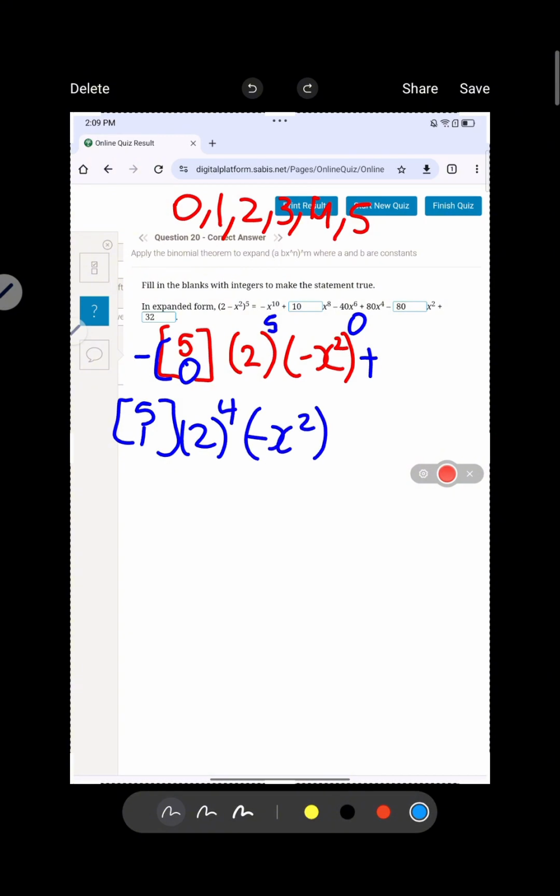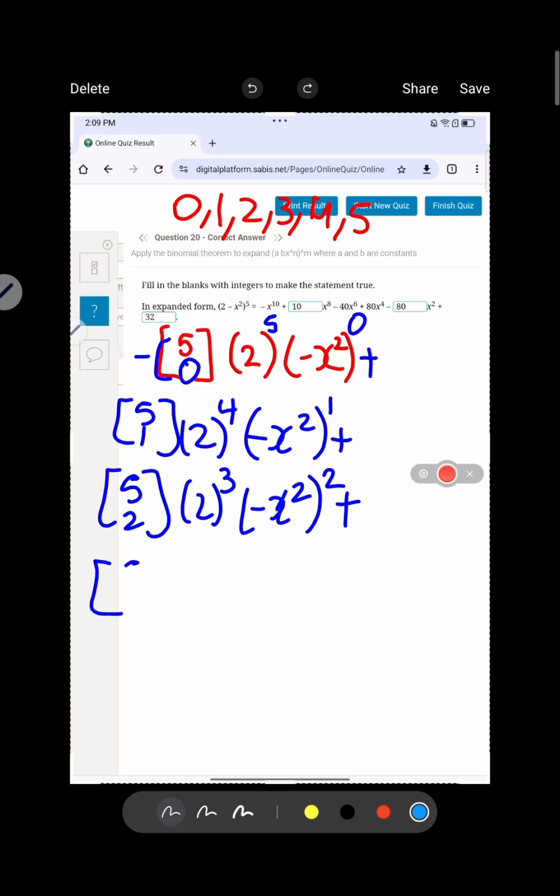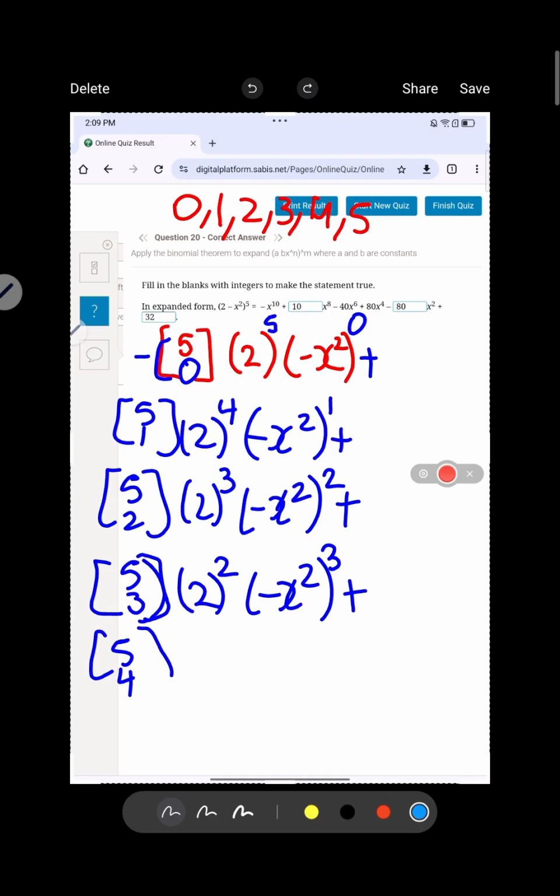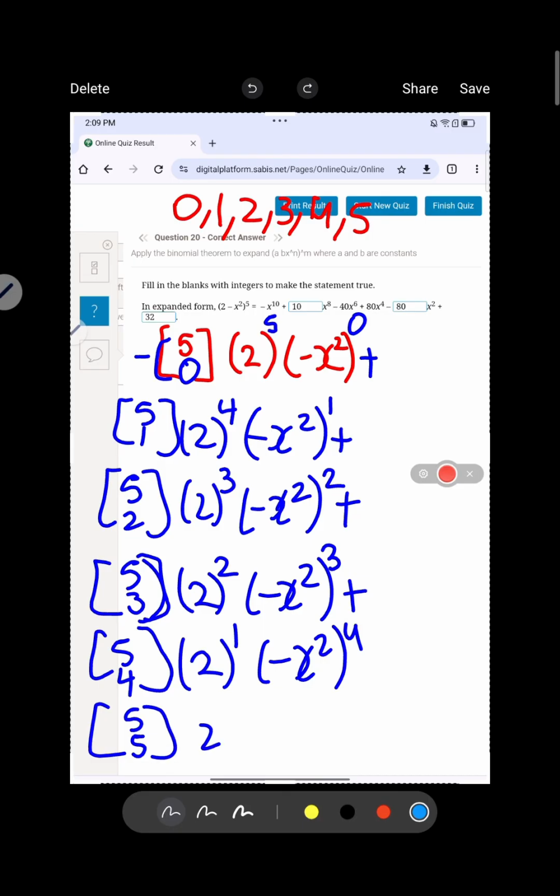Negative x squared to the power of 1, plus 5, 2, 2 to the power of 3, no, sorry, negative x squared to the power of 2, plus 5, 3, 2 to the power of 2, negative x squared to the power of 3, plus 5, 4, 2 to the power of 1, negative x squared to the power of 4, 5, 5, 2 to the power of 0, negative x squared to the power of 5.